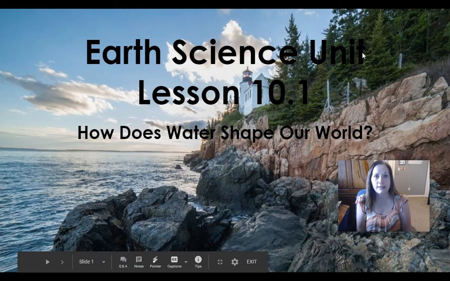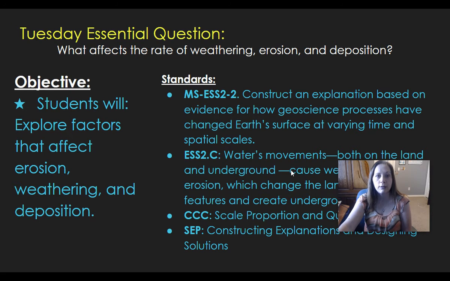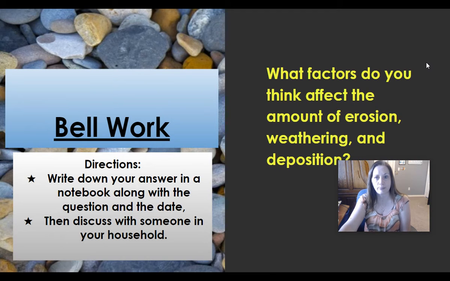Today we are on lesson 10.1 of how does water shape our world, and we are going to be looking at factors that affect erosion, weathering, and deposition. So our question is, what affects the rate of weathering, erosion, and deposition?